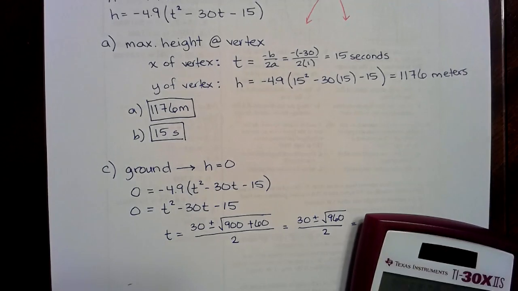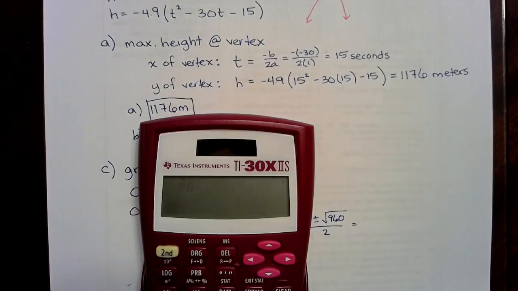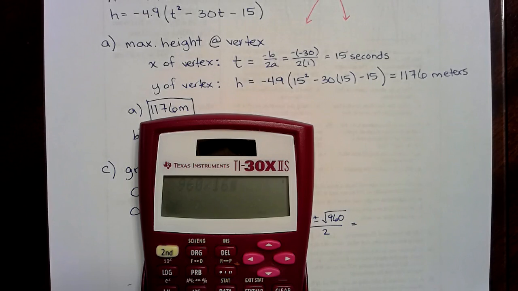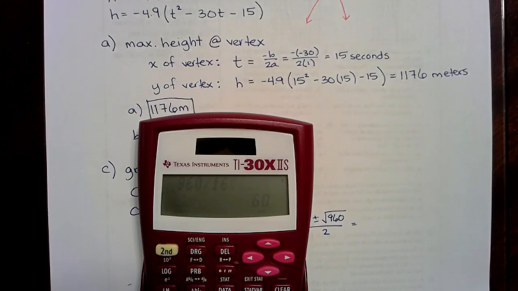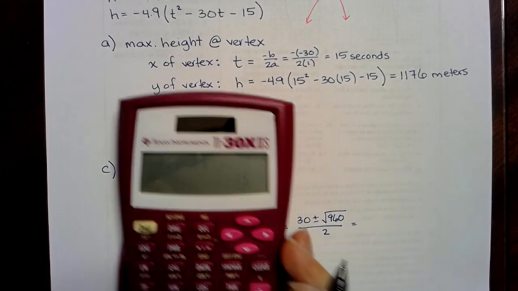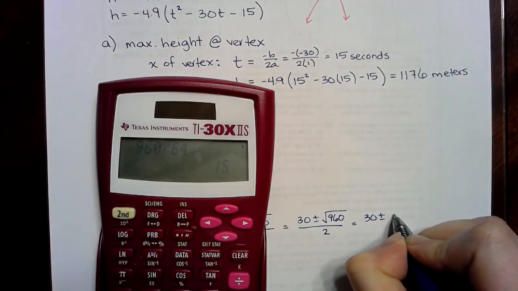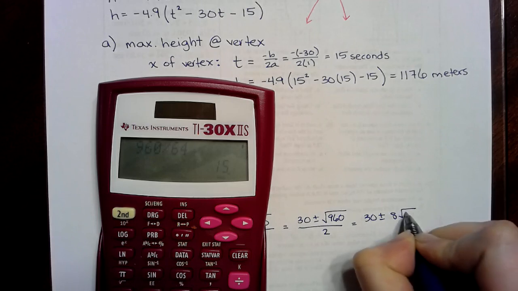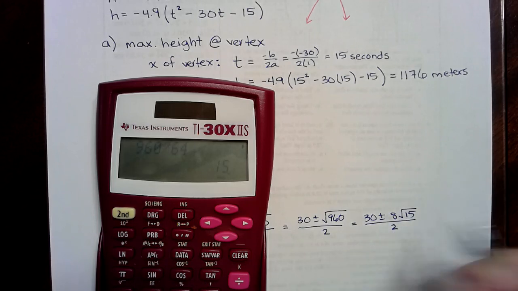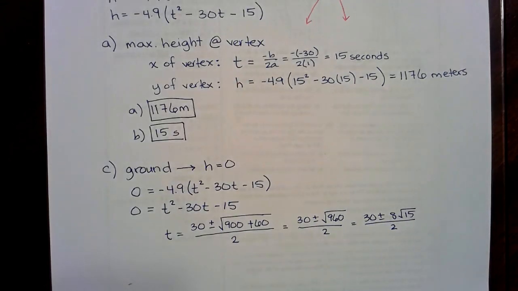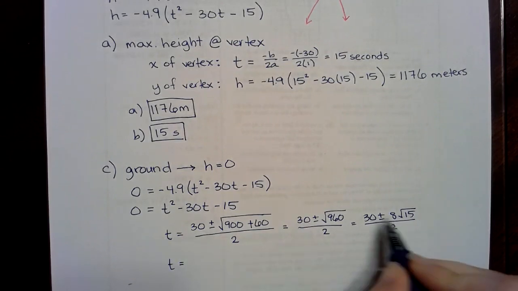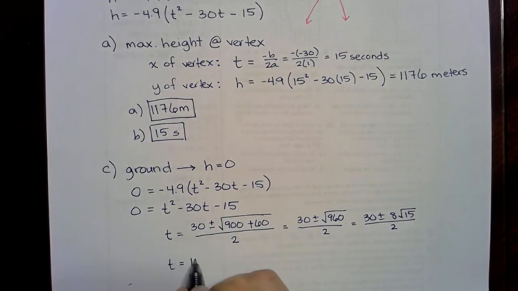960 is divisible by 16, is divisible by 64. So let's pull that out. 30 plus or minus 8 root 15 all over 2. I'll divide out the 2 so that I don't have a fraction anymore.